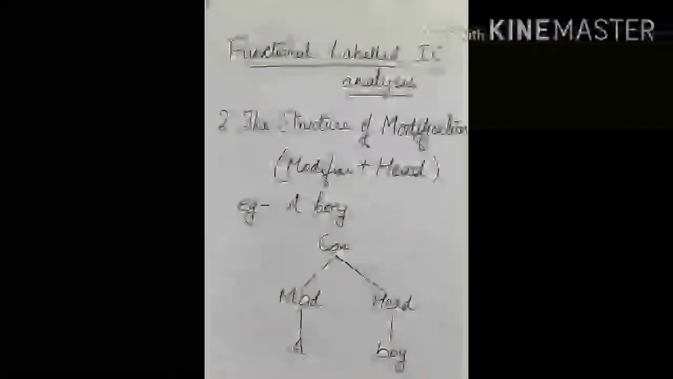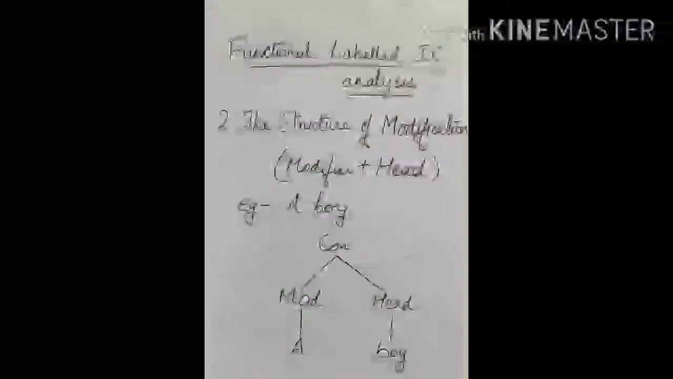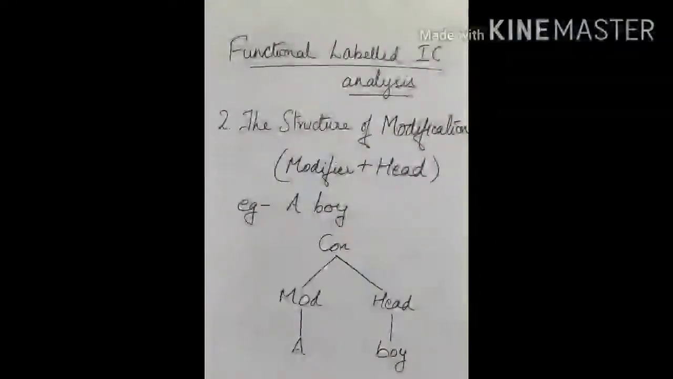Second one, the structure of modification, that is modifier plus head. Example, a boy. The construction a boy, that is divided into modifier plus head. Here A is the modifier and boy is the head.